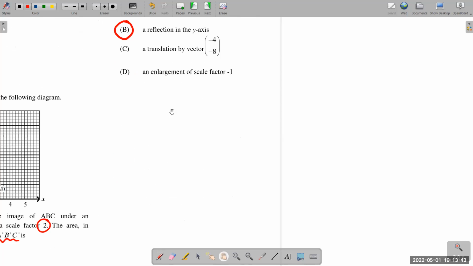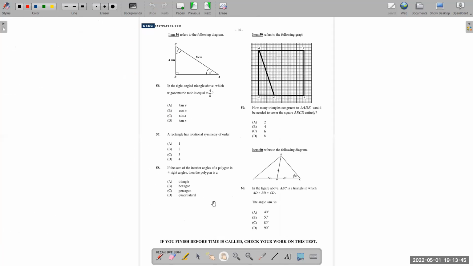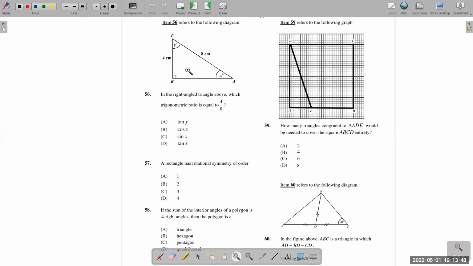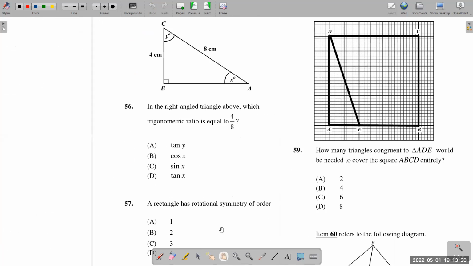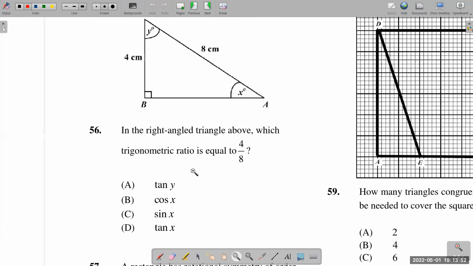All right. Let's finish up. This is the last page. Okay, so they gave us this triangle and they want to know which trigonometric ratio is equal to 4/8. Look at it. Which one would give you 4/8? And you already know 8 is the hypotenuse, but 4 could be the adjacent depending on which one you use.